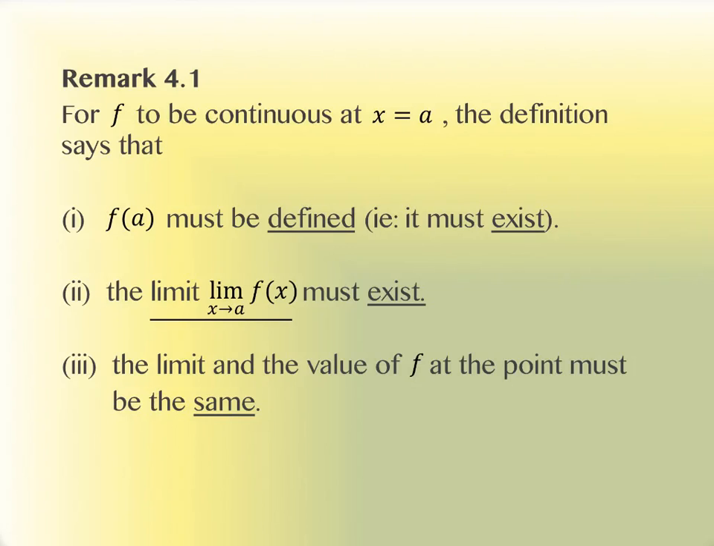In order for f to be continuous at x equals a, you actually have to have 3 things happen. The first thing you have to have happen is that the function value has to exist. Okay? I have to be able to plug in a.